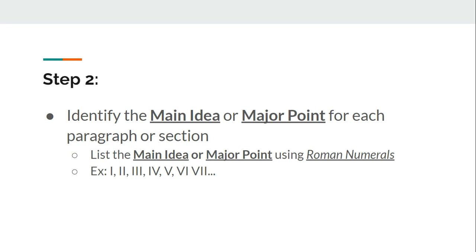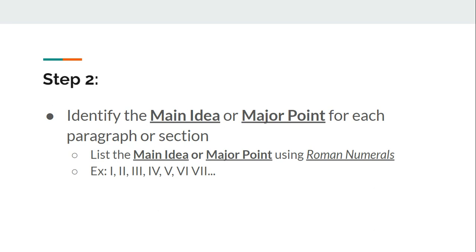Now, sometimes the main idea for that paragraph, again, do not get confused with the main idea or thesis statement for the entire article. You're just looking at the main ideas for each paragraph. And sometimes they will have transitions like first, second, because it depends on the structure. So again, you're just going to want to get in the habit of identifying the main idea or major points for each paragraph of the section.